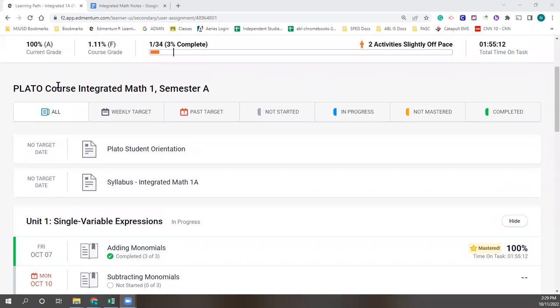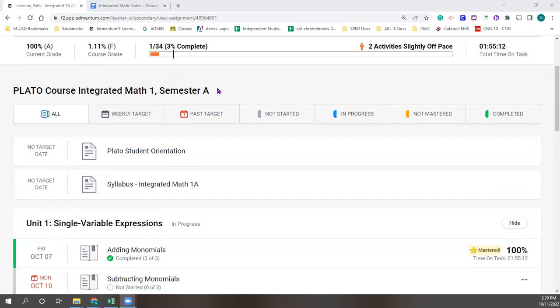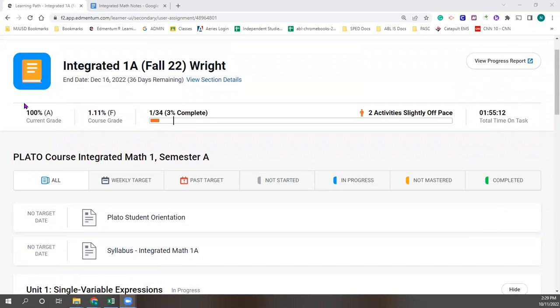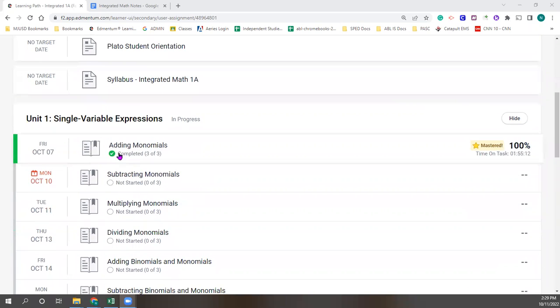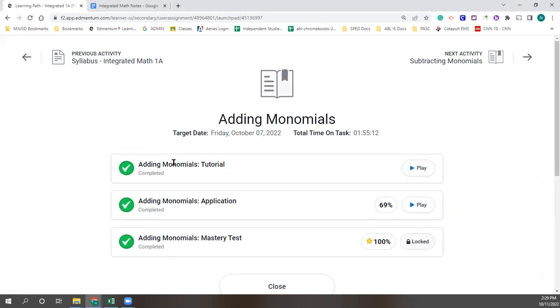So in our Plato course, Integrated Math 1, Semester A, notice that I am only 3% complete. I am 2 activities off base. I have spent 1 hour and 55 minutes doing tutorial 1. In tutorial 1, I completed the tutorial. I completed the application. Notice I only got a 69% on it.